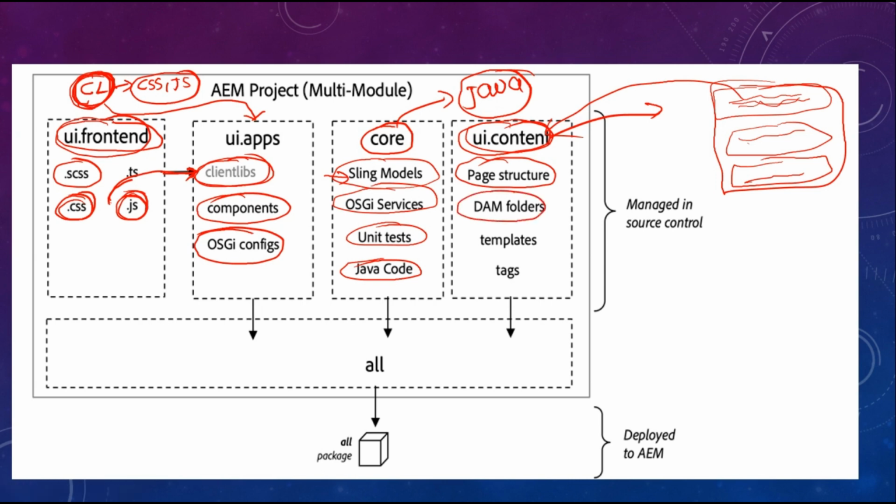DAM folder, that means when you are uploading some images or videos or some JPG or JSON files to your website, where will it store? It will store inside this DAM folder.